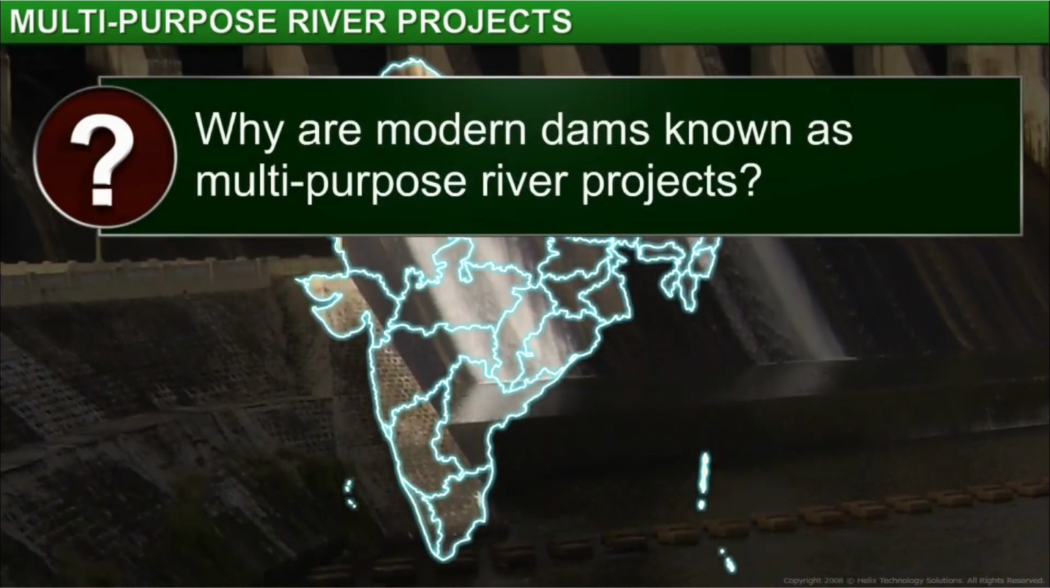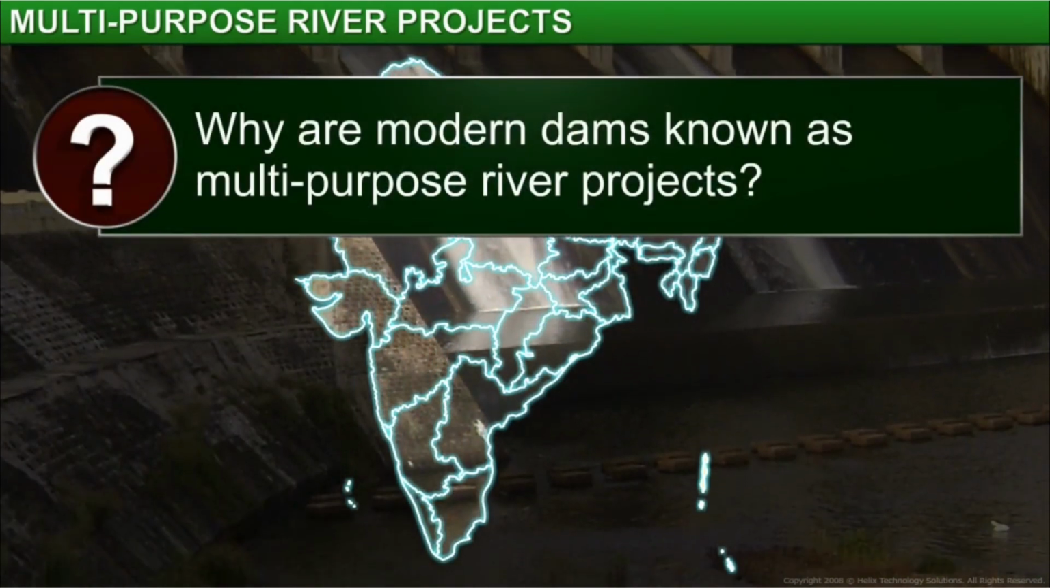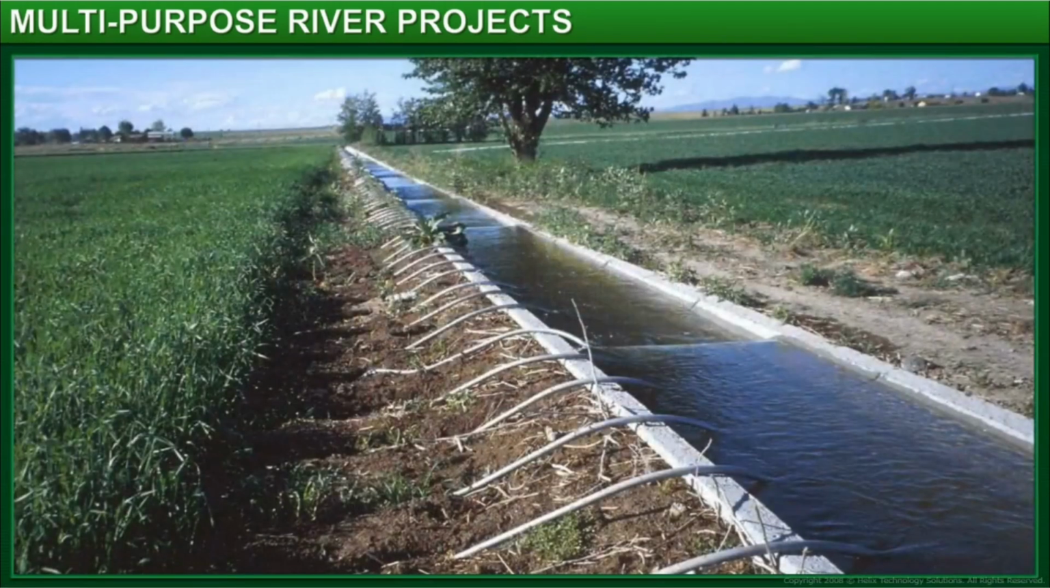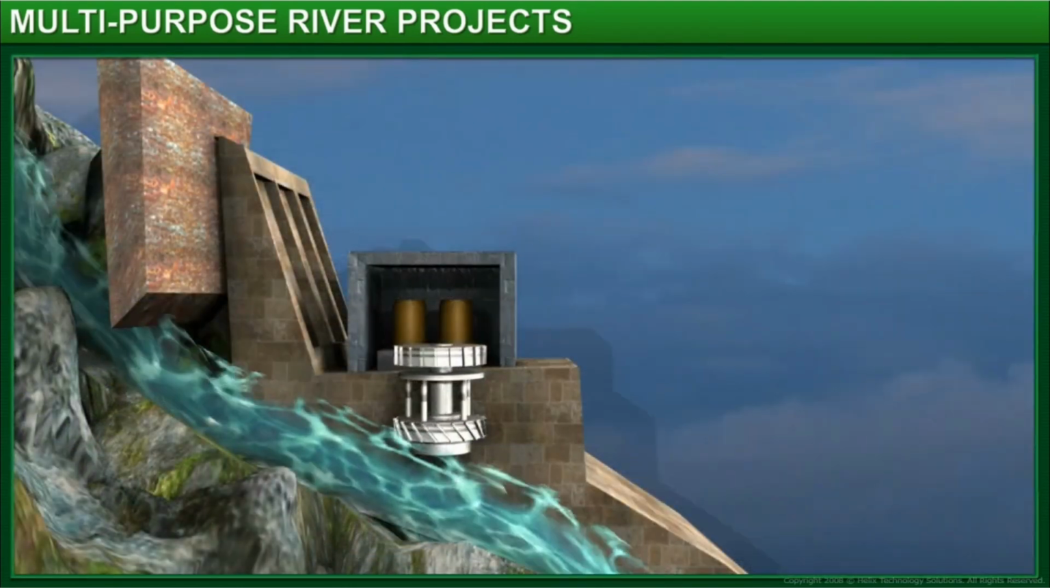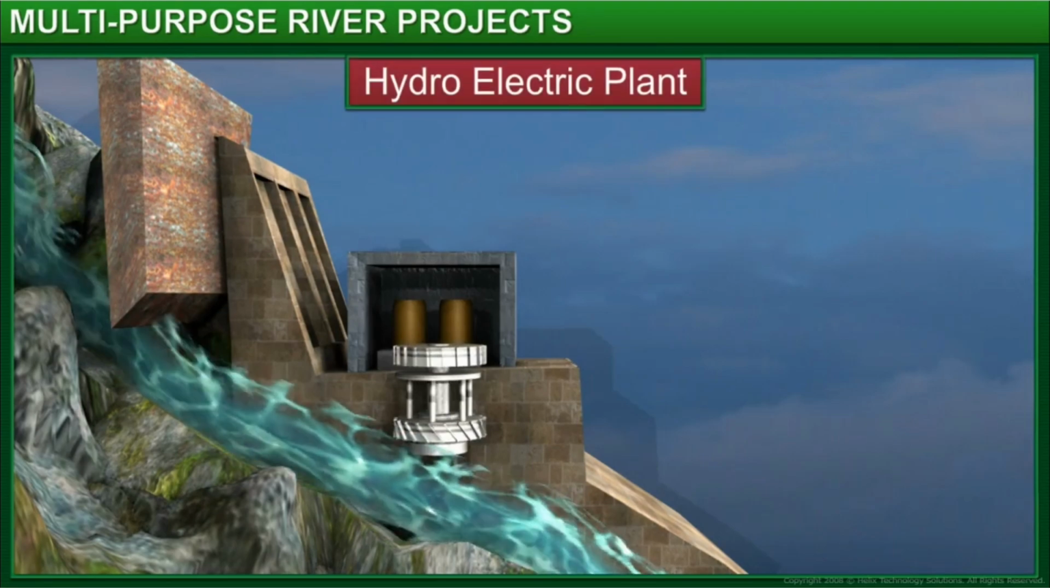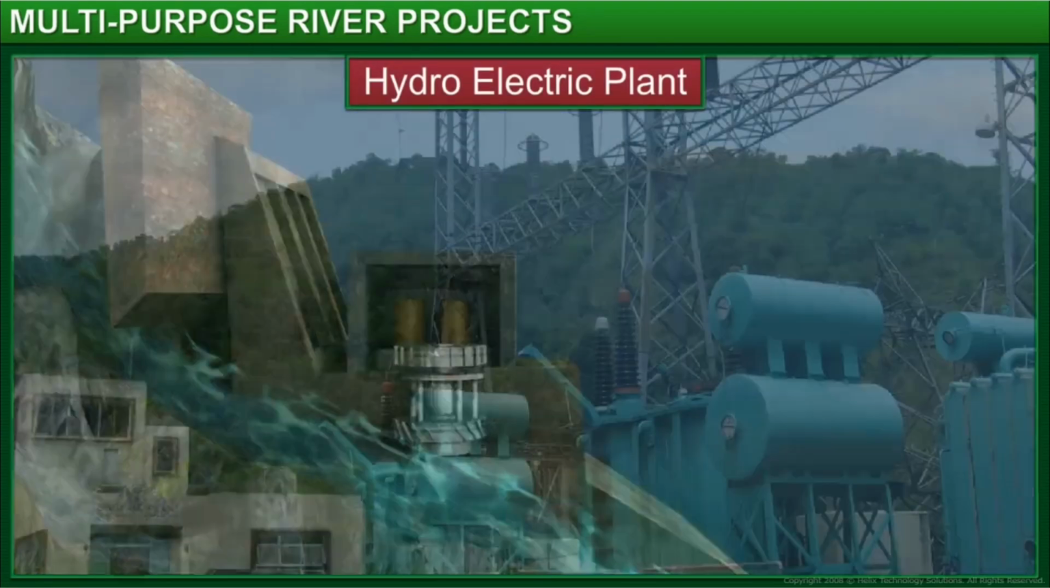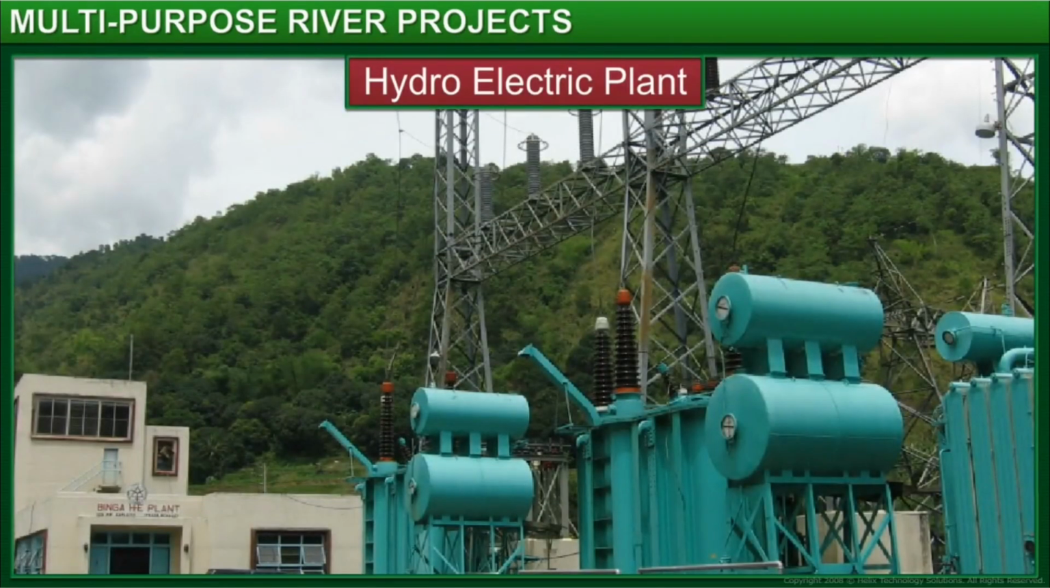Why are most of our modern dams known as multi-purpose river projects? The primary purpose of dams has always been to provide water for irrigation through a network of irrigation canals. Modern dams are also used to generate electricity. One such example is the Bakhra Nangal Dam in the Sutlej Basin in Himachal Pradesh.